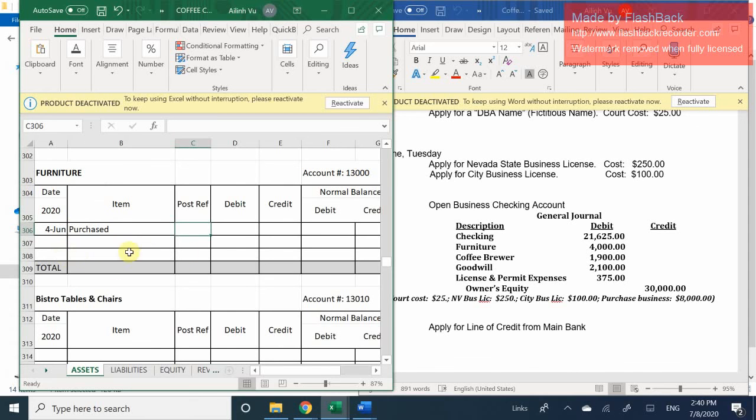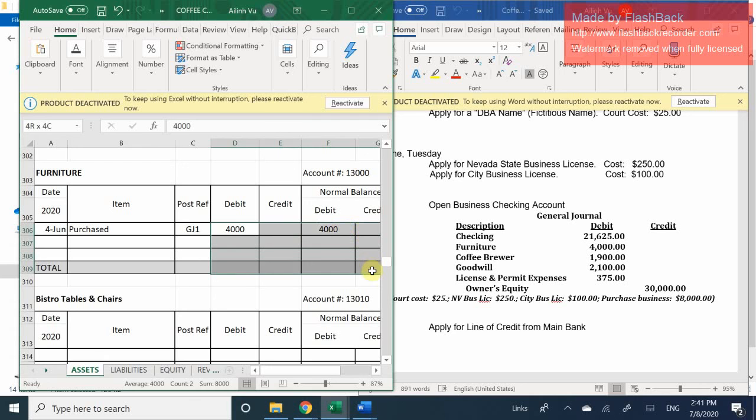And where in my general journal was this? This was a debit for $4,000, general journal number 1. This is my very beginning, so that means my account balance should be $4,000.